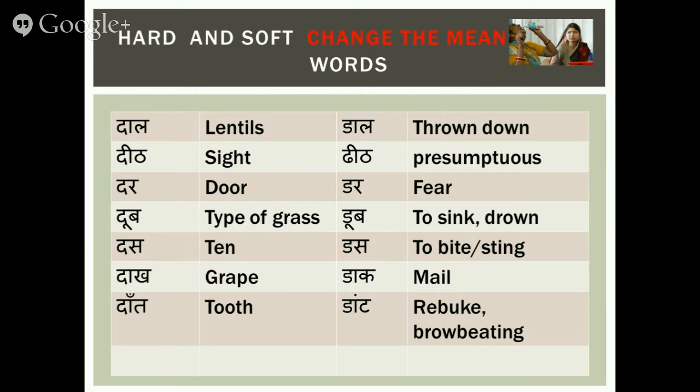So, dal is lentils, that thing they make you eat. Dal, thrown down. Deed is sight, whereas deed is presumptuous. Dar is door, dar is sphere. Doob, kind of grass, doob, sink down. Dus is 10, dus, to bite or sting. Dak is a grape, dak is male. Dant is tooth, dant is a rebuke, browbeating.